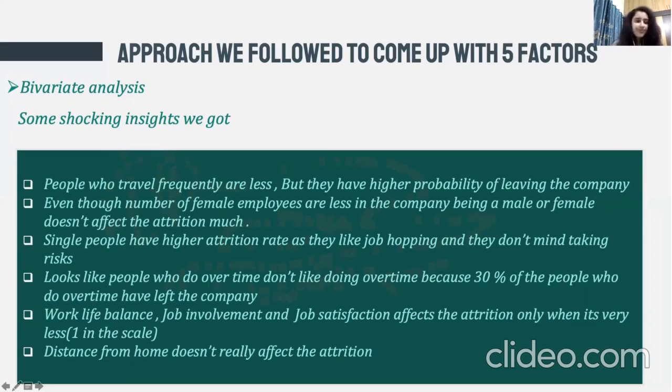So that's huge. Work-life balance, job involvement, and job satisfaction affected attrition only when they were very low. In the data set we had ratings from 1 to 5, and only when it was 1 did it affect attrition. Otherwise, it didn't affect attrition much. And what was more shocking for me was that distance from home didn't really affect attrition. Whatever the distance was, people didn't mind, so people didn't leave.